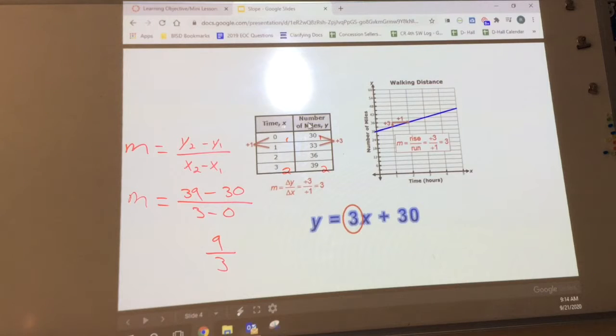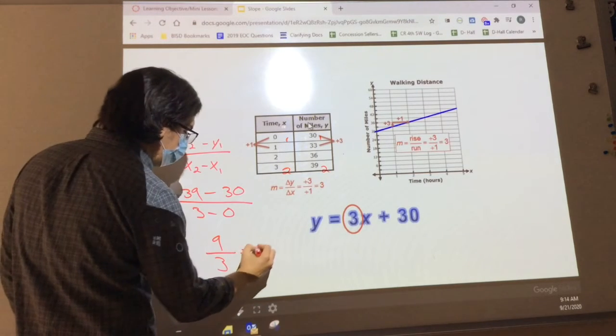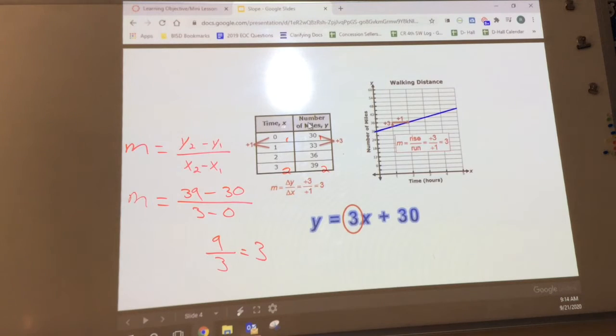But what did I tell you on the last problem that we have to do with every single slope that we ever come in contact with? Simplify. Well, 9 divided by 3 is going to equal 3. You could choose to write that as 3 over 1, or you can just write it as 3. It makes no difference to me. They mean the exact same thing.